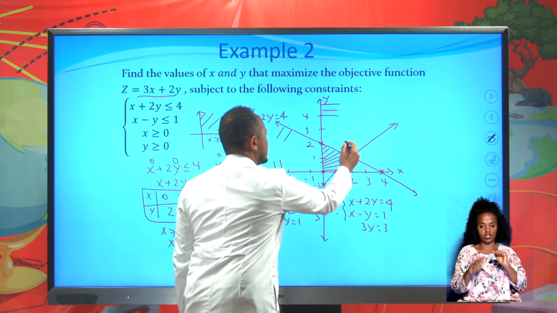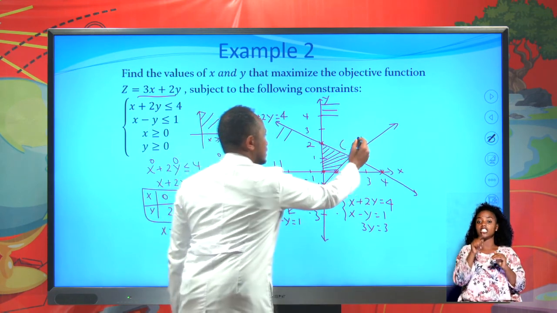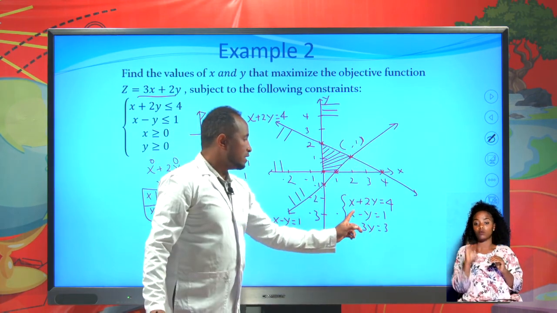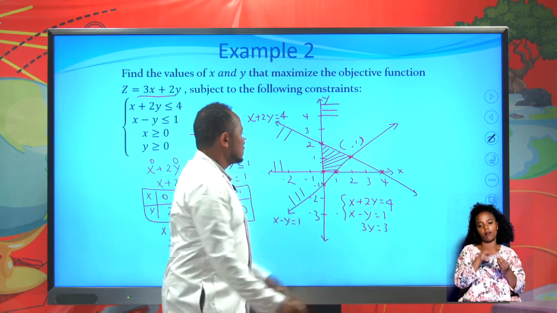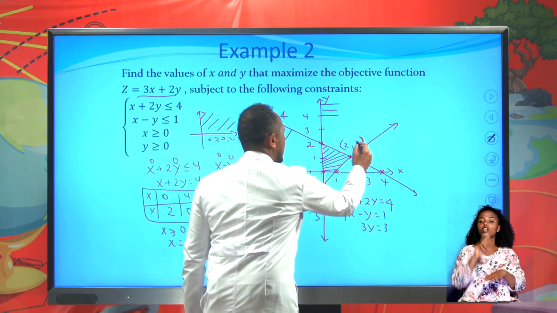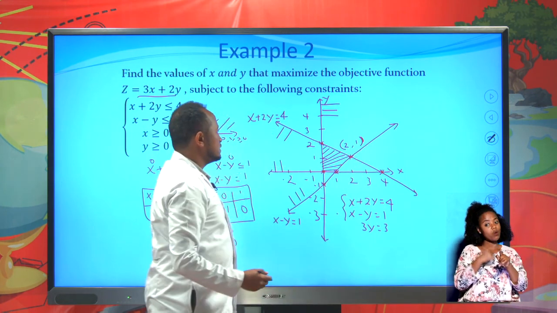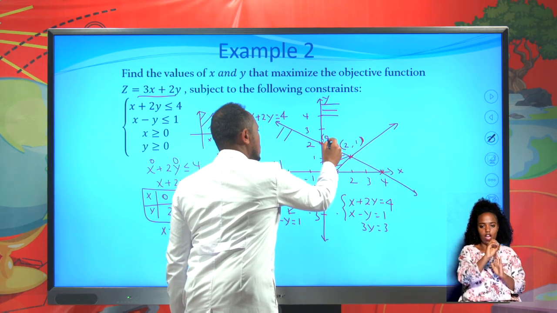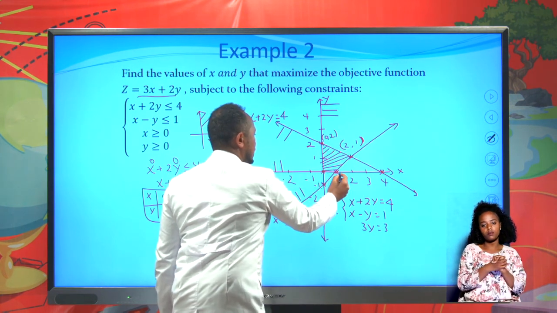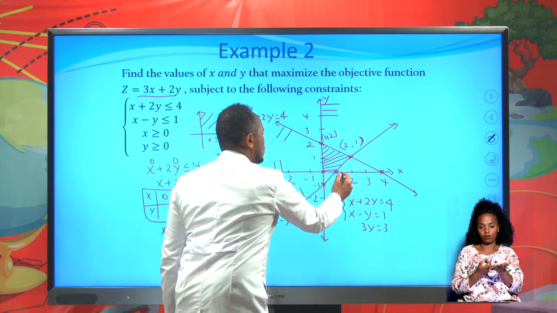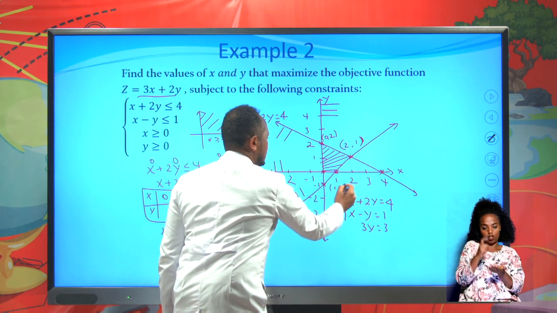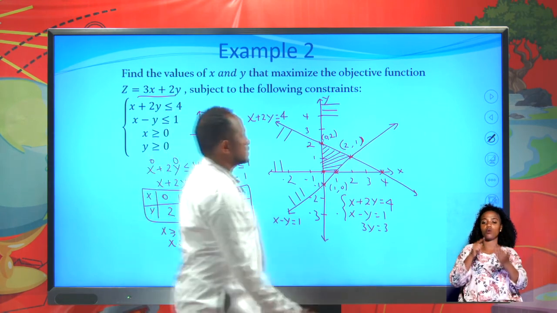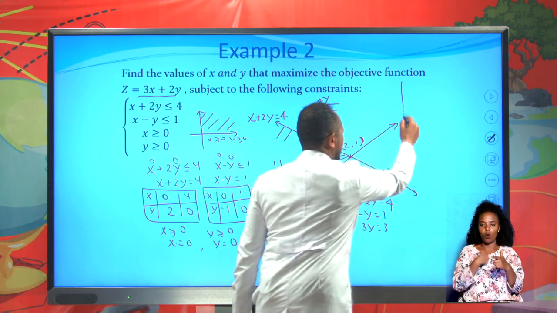So the coordinate of this point will be y is 1. When y is 1, you can find x is equal to 1 plus 1, which is 2. So this point is 2, comma 1. We have these corner points. The other corner points are 0, comma 2, 0, 0, and 1, comma 0. The maximum value occurs at these corner points. Therefore, we can evaluate the maximum value here.